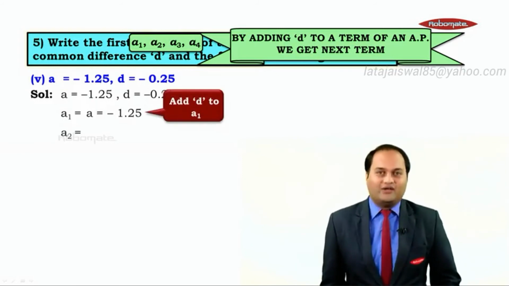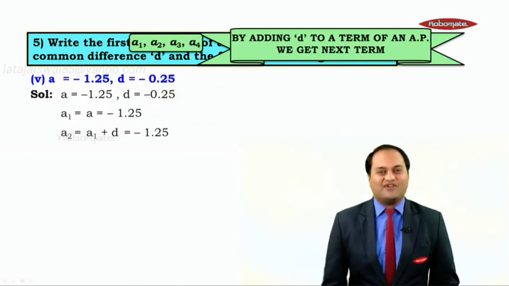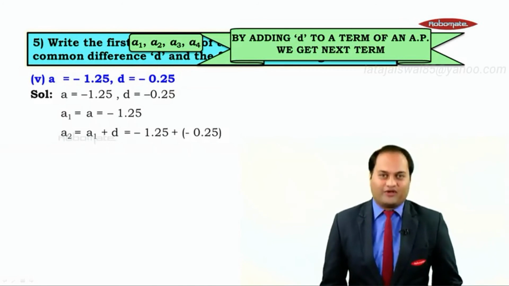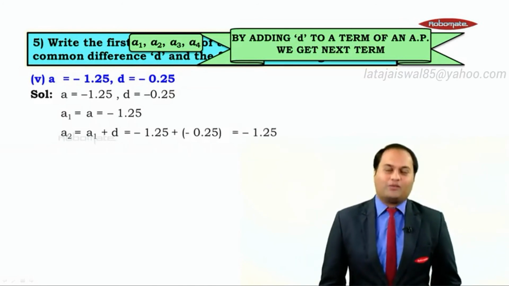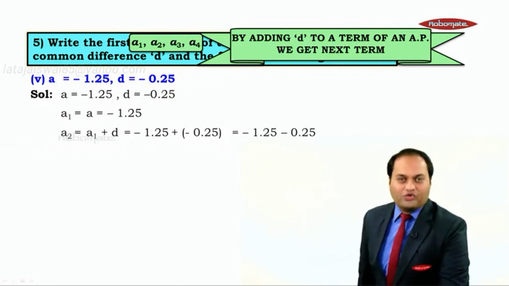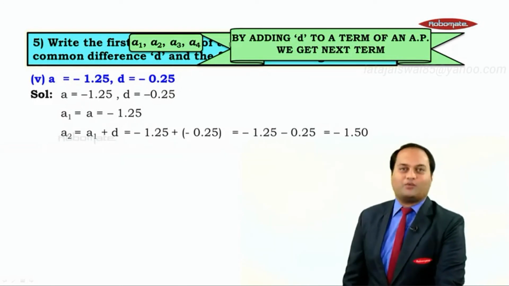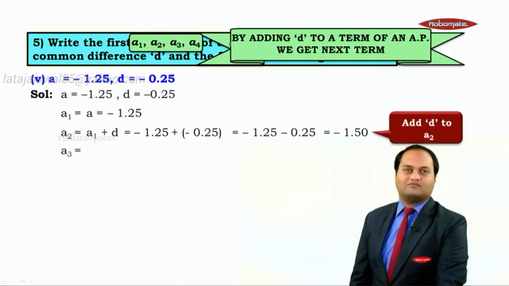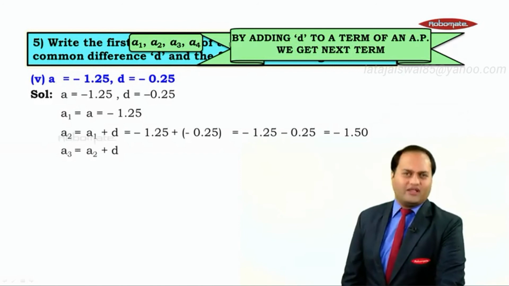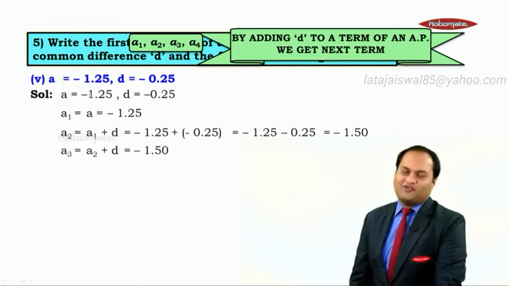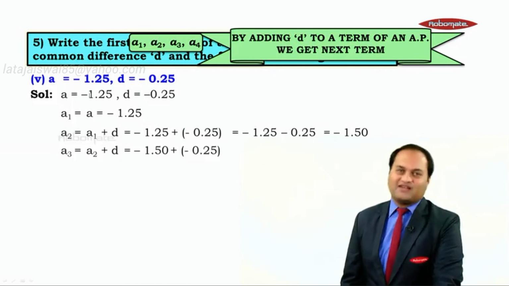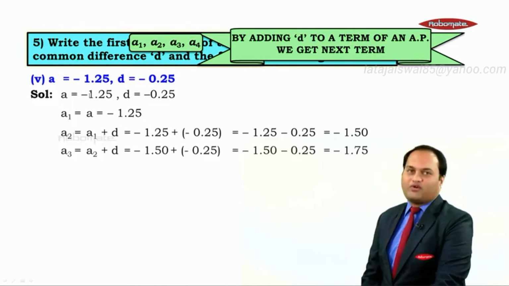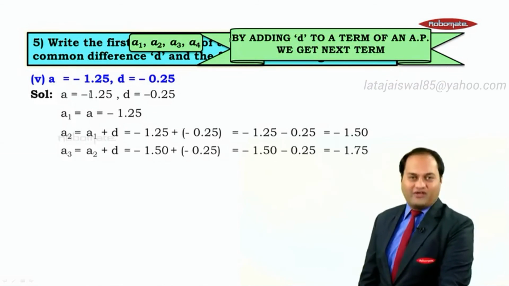A2, add D to A1, that's A1 plus D, which is equal to minus 1.25 plus minus 0.25. That is equal to minus 1.25 minus 0.25, which is equal to minus 1.5. Simple. A3, add D to A2, you get A3 is equal to A2 plus D, which is minus 1.5 plus minus of 0.25, that's minus 1.5 minus 0.25 equal to minus 1.75.